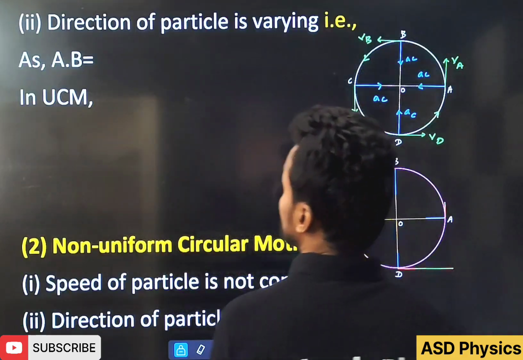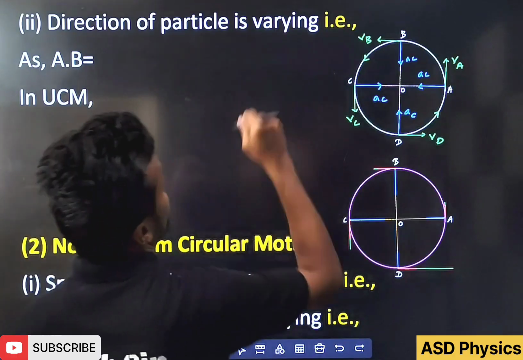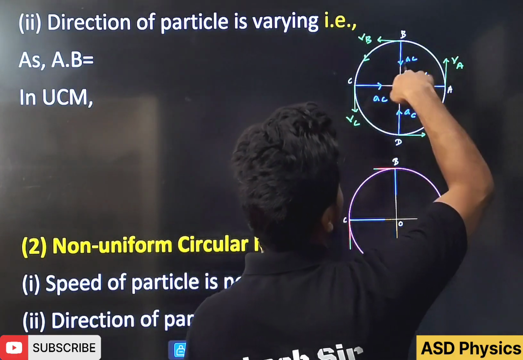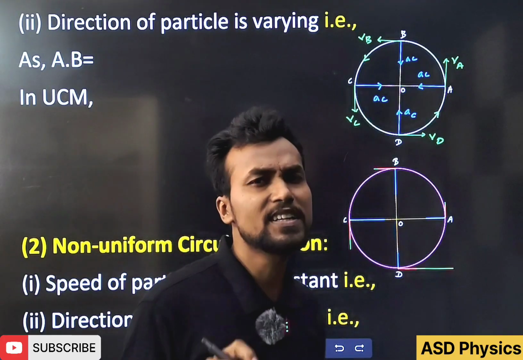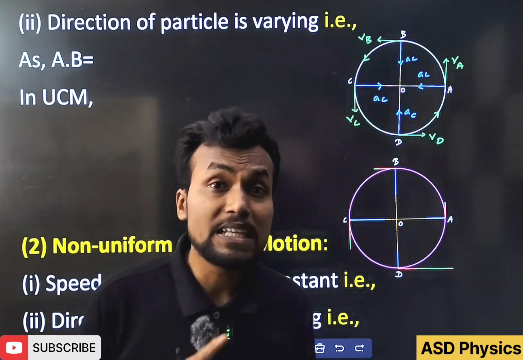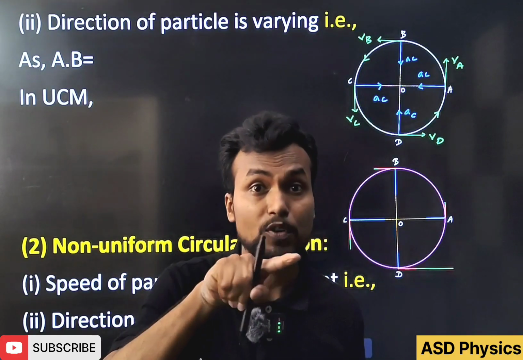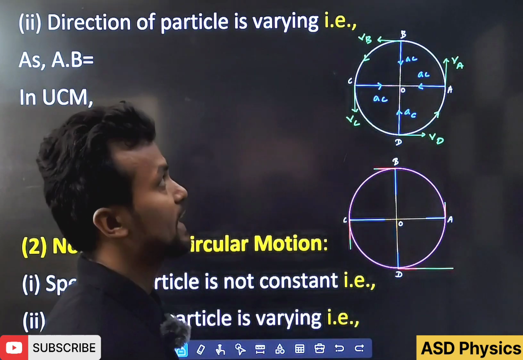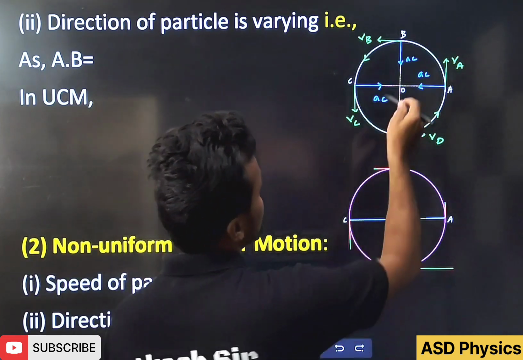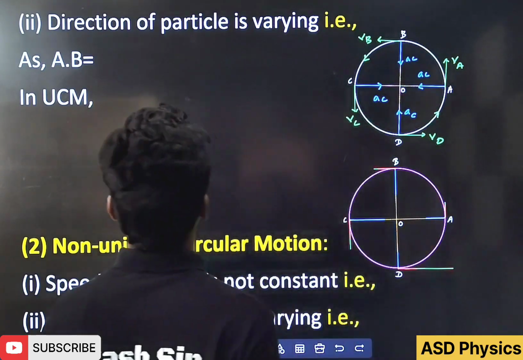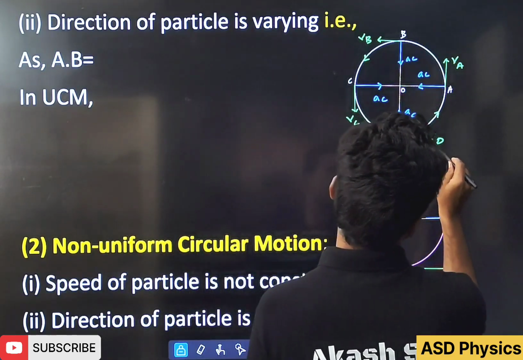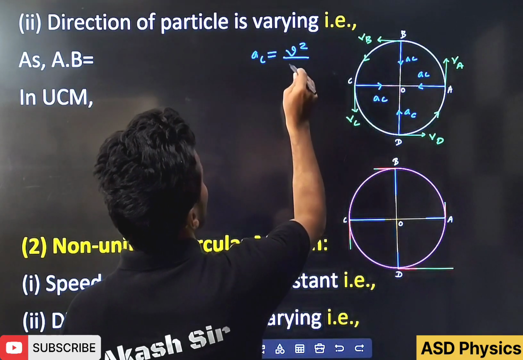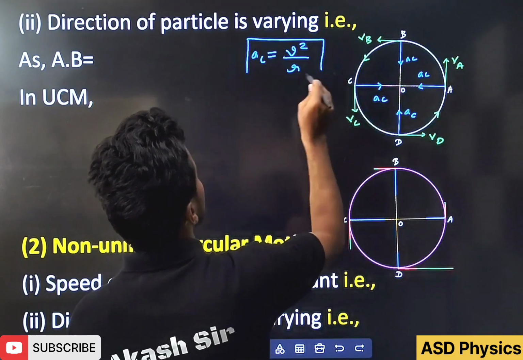Next one, let's see, direction of the particle is varying. Now you can see VA, VB, VC, VD, the direction keeps on changing, but speed is constant. So you know very well speed is constant and direction keeps on changing. Because of that there will be a change of velocity, and due to the change of velocity, there is the centripetal acceleration. And remember that as of now, this centripetal acceleration value will be AC equal to V square by R. Okay, this we will prove also here.